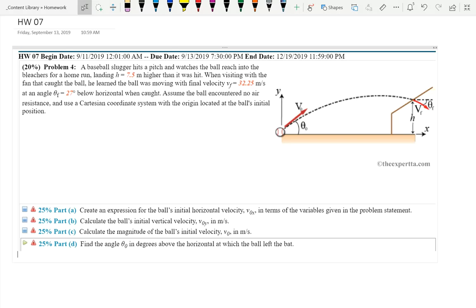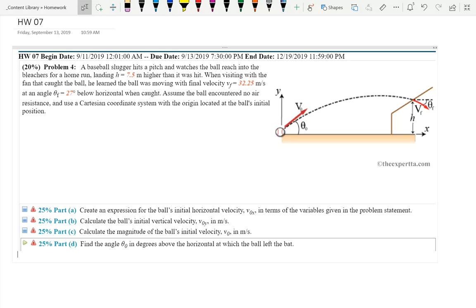So we have a baseball slugger who hits a pitch and watches the ball reach into the bleachers for a home run. That is poor sportsmanship, right? Somebody is going to get beamed with a baseball if you do that. You run and pretend like you don't know it's going to be a home run until it's a home run, and then you still keep running, just not as fast. If you go too slow, once again, somebody's going to get hit.